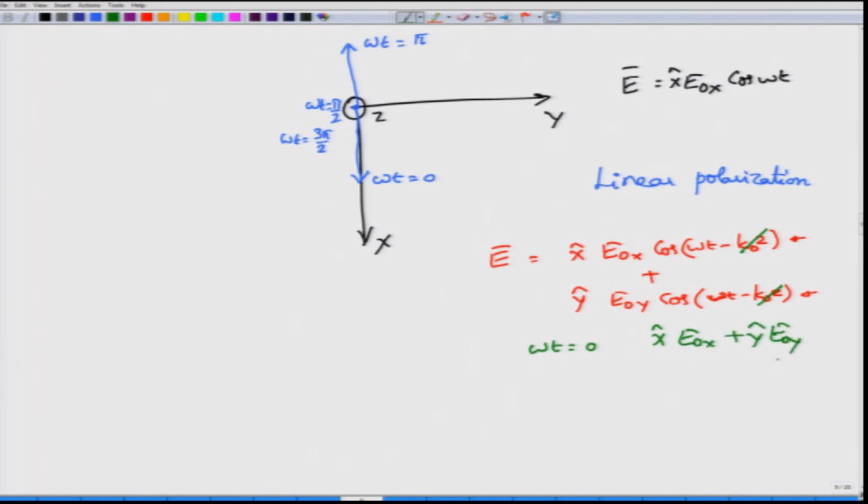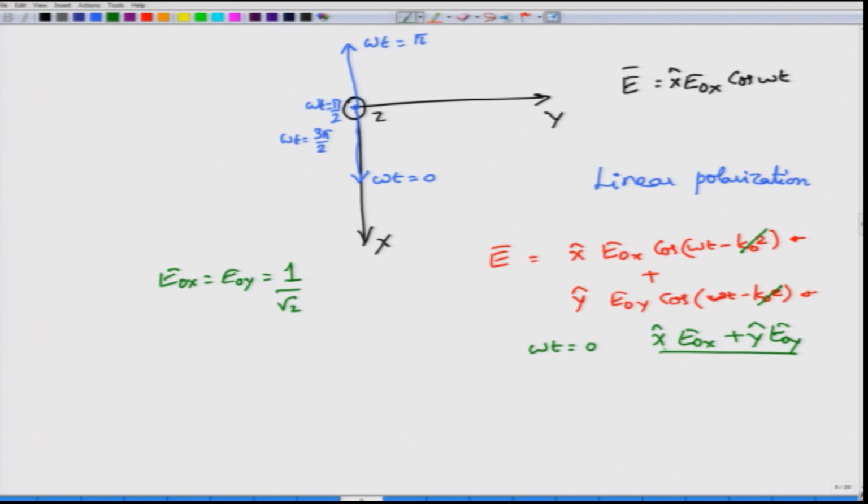If I have been given the values of E0 x and E0 y, then it is possible for me to use those values and then point out a vector at omega t equal to 0 in the direction given by this vector. Okay. So, this is the direction of the total electric field at omega t equal to 0. For simplicity, let me assume E0 x equals E0 y equals 1, or rather 1 by root 2, and you will see why 1 by root 2 later on. So, you have this 1 by root 2.